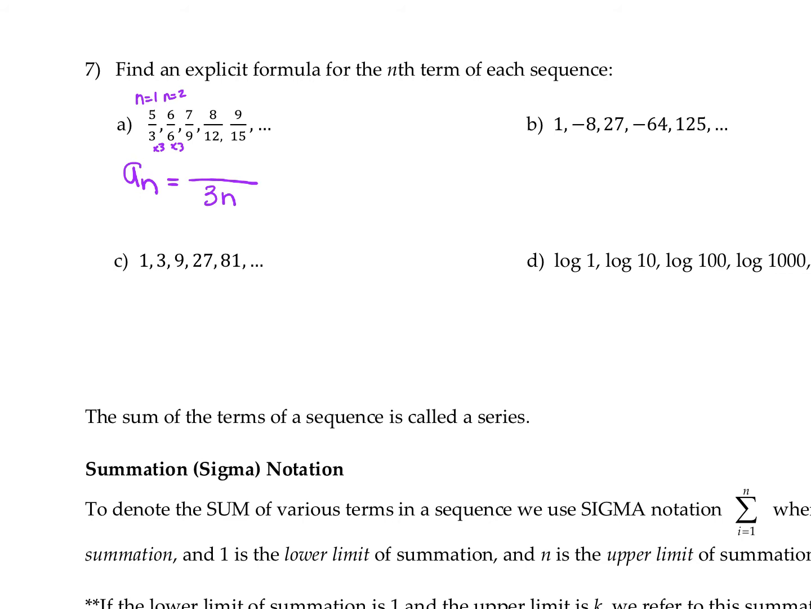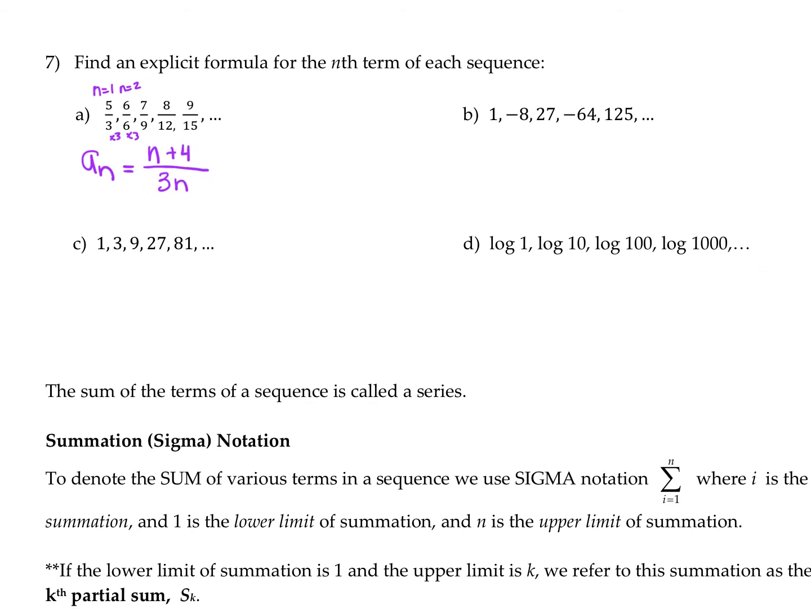In the top, I have 5, then 6, then 7. So it's going up by 1. So if I start at 4 and I add n, 1 plus 4 is 5, 2 plus 4 is 6, 3 plus 4 is 7. So this is my formula that would represent number 7a.